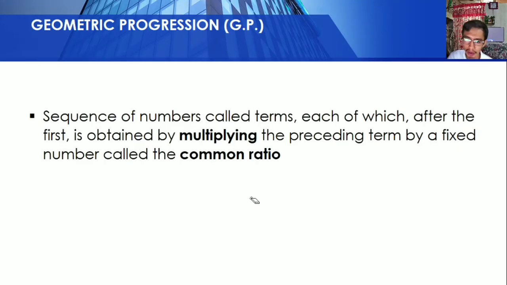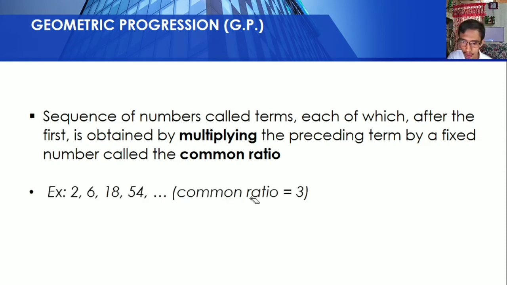Next, geometric progression. A sequence of numbers called terms, each of which after the first is obtained by multiplying the preceding term by a fixed number called the common ratio. So, example natin, 2, 6, 18, 54, and so on.